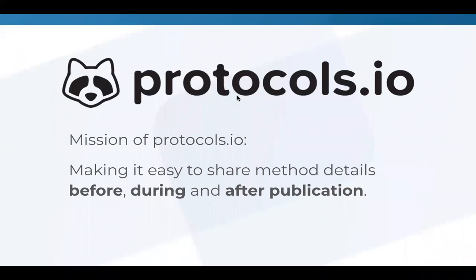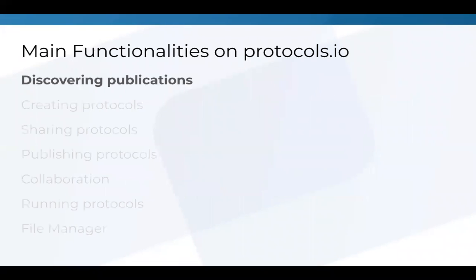So the mission of Protocols.io is really to make it easy to share method details before, during, and after publication. And the reason for this is, as scientists, a lot of times we are facing a problem that there's not enough detail in a method if we want to replicate or reproduce it. And so we really want to make it easy for everybody to share very detailed method descriptions before, during, and after publication. And so I'm going to show you how all that works now.